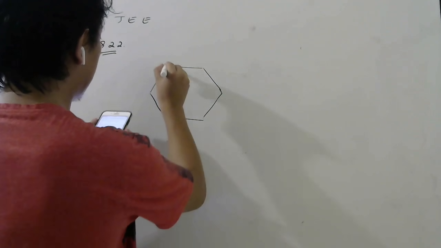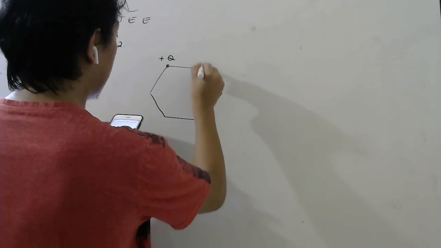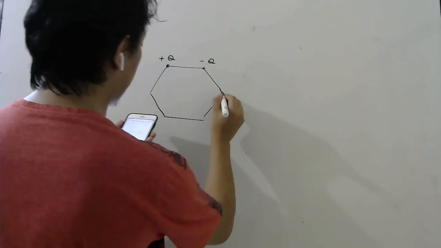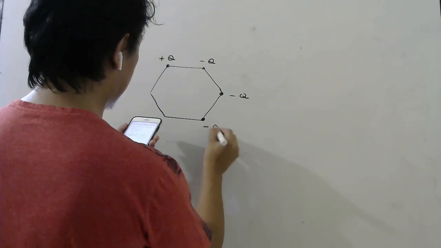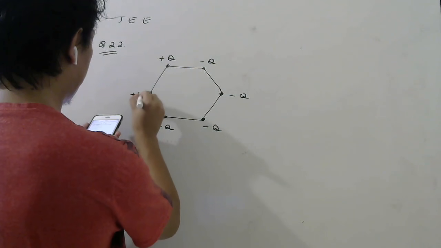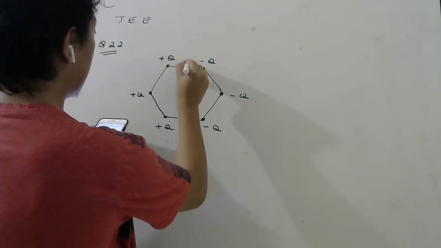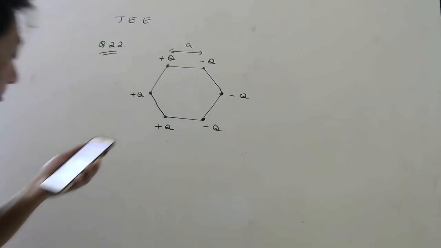And there are 6 charges here, plus q, here minus q. So they are making it more interesting. This is minus q, this is minus q, this is plus q, this is plus q. And this distance is a. This distance is a. Side is a.